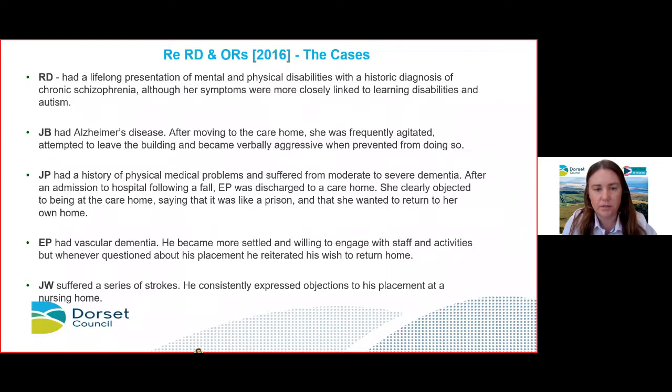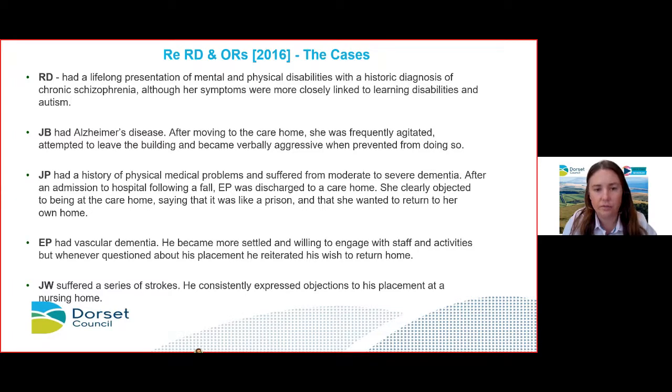JB had Alzheimer's disease. After moving to the care home, she was frequently agitated, attempted to leave the building, and became verbally aggressive when prevented from doing so. At other times, she requested to leave and thought she had to pick up her children, all of whom were grown up, thinking she needed to pick them up from school. In more recent months, the episodes of agitation had decreased and she was no longer attempting to leave the property. She was engaged more in activities and enjoyed walking around the grounds.